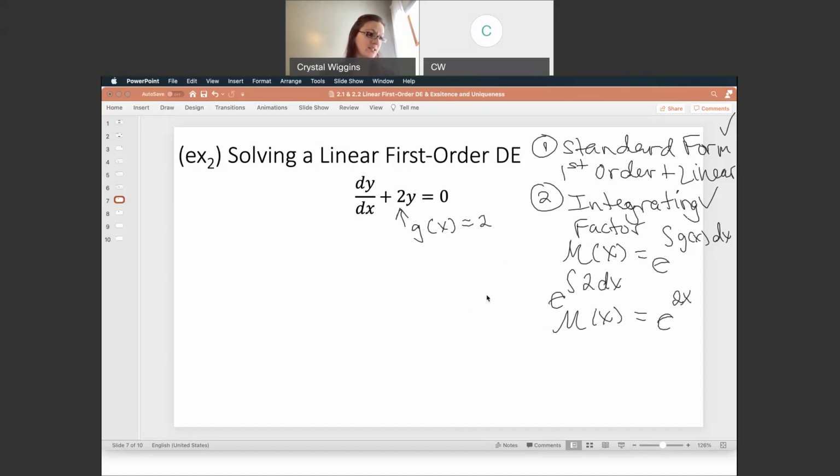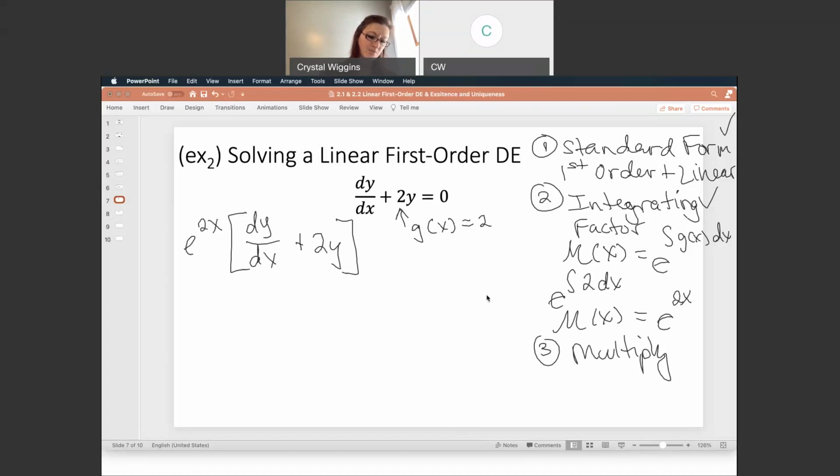So e to the 2x is what we will need when we go to step 3, which is to multiply this integrating factor on both sides of the equal sign. So on the left side of the equal sign, we will multiply e to the 2x times dy over dx plus 2y. And on the right side, we will do the same, which is trivial because we are multiplying by 0.